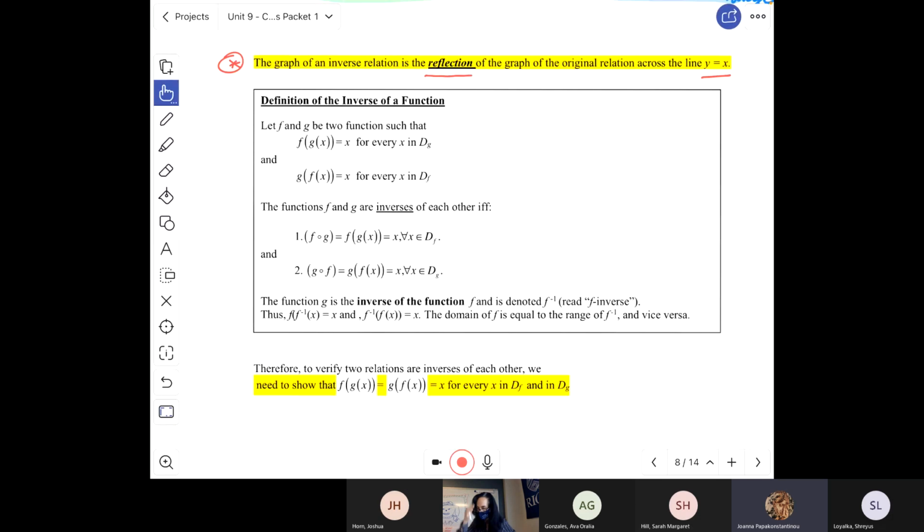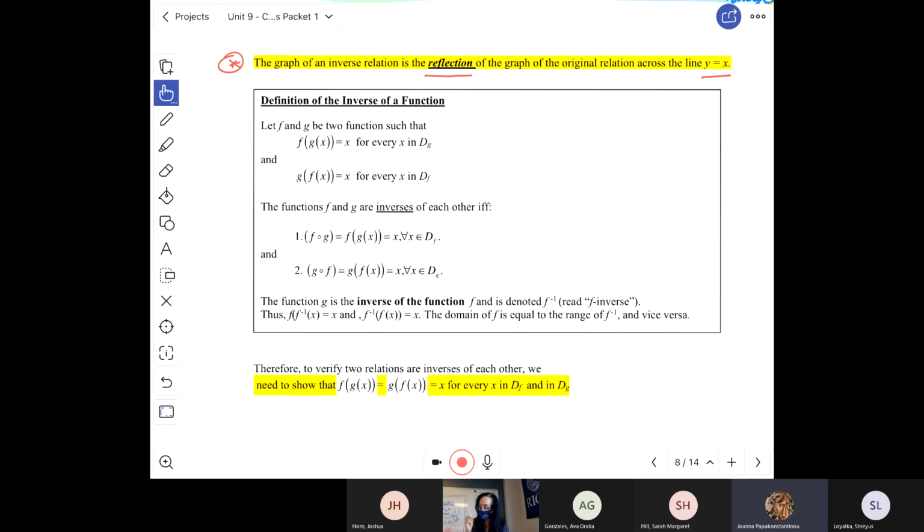All right. So what happens, and I hope you're paying attention, if I were to give you two functions, two rules, how would you determine if they were inverses of each other without actually finding the inverse of each and seeing if they're the same equation?